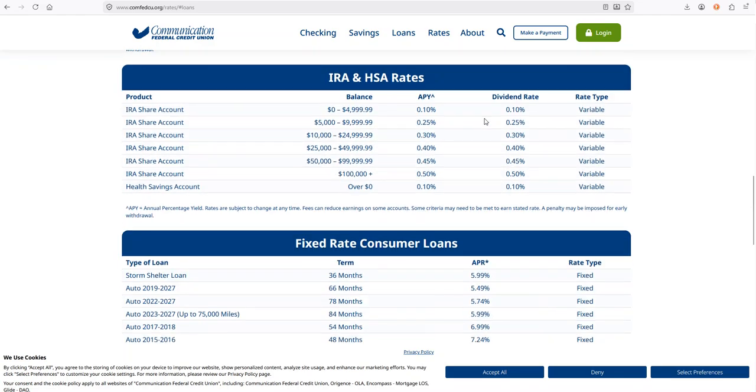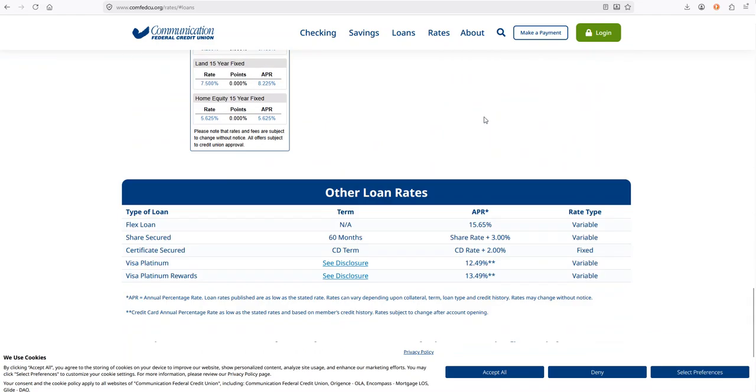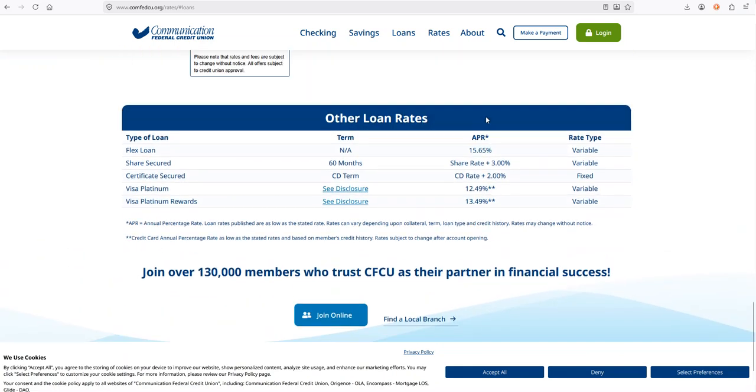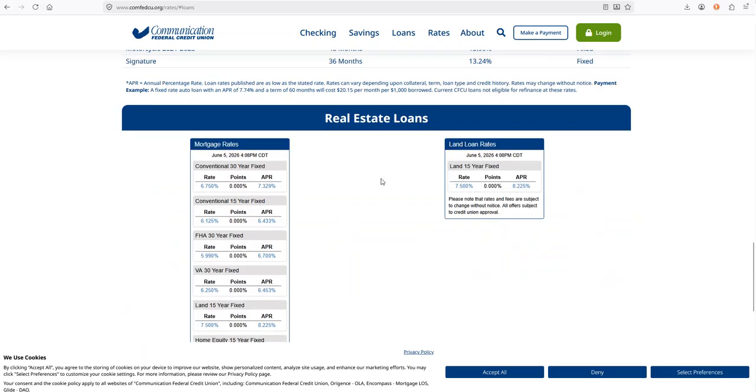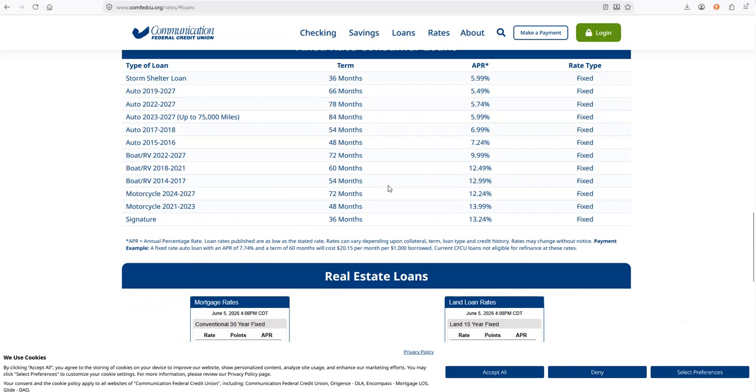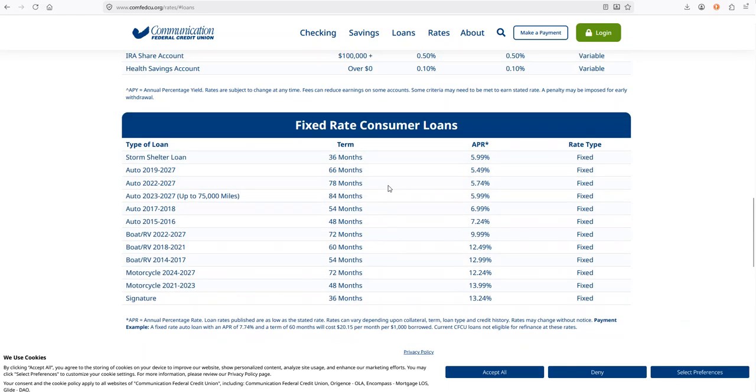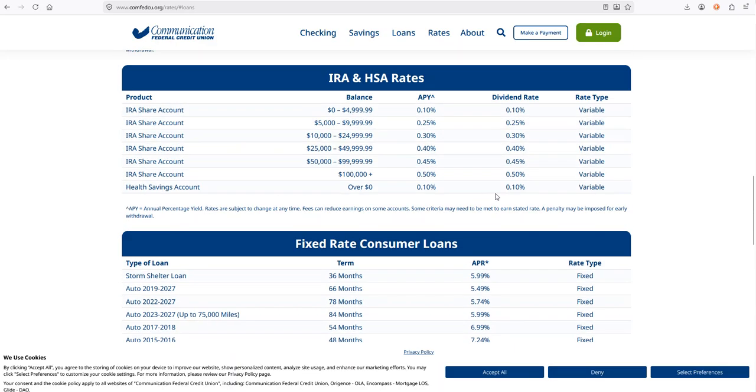But if we go down to, say, loans. So if you're getting a flex loan, they only give you the APR, right? They don't give you the APY or the EAR. So they're giving you the lower cost. They want to make their money seem cheap. If we come down here, fixed consumer loans, notice they're only giving the APR. They're not giving you the annualized rate.